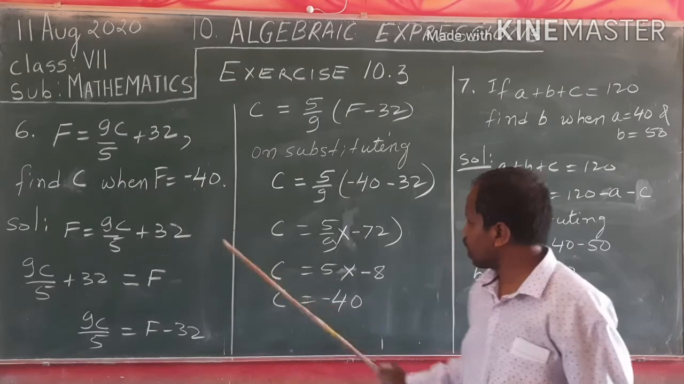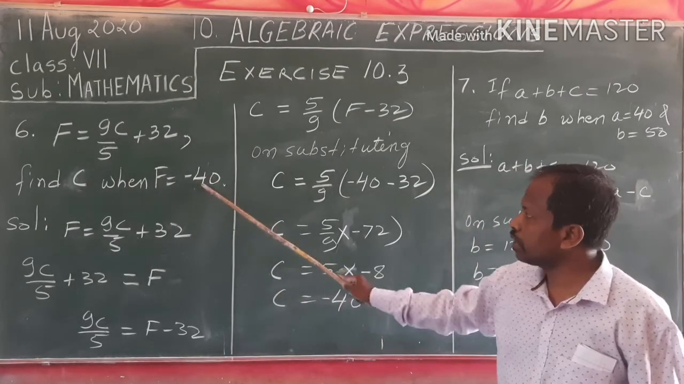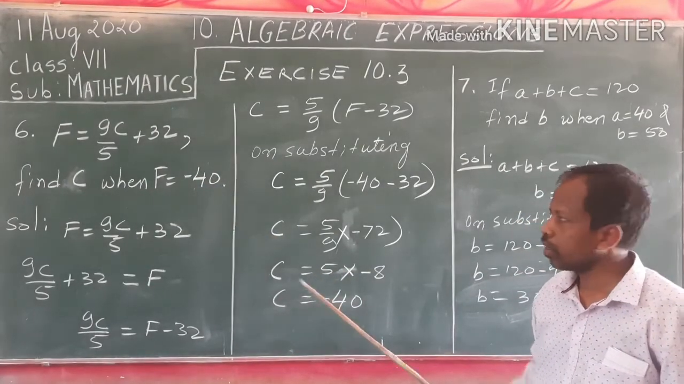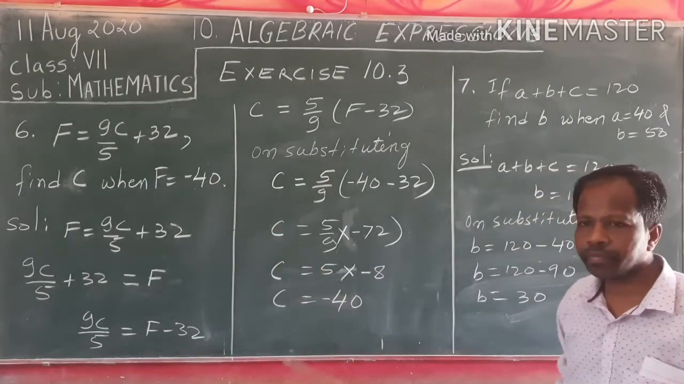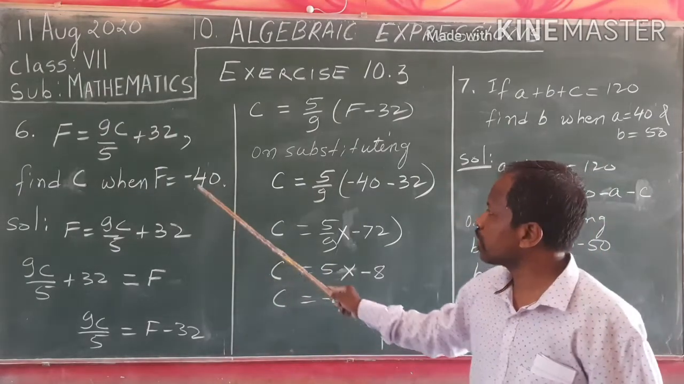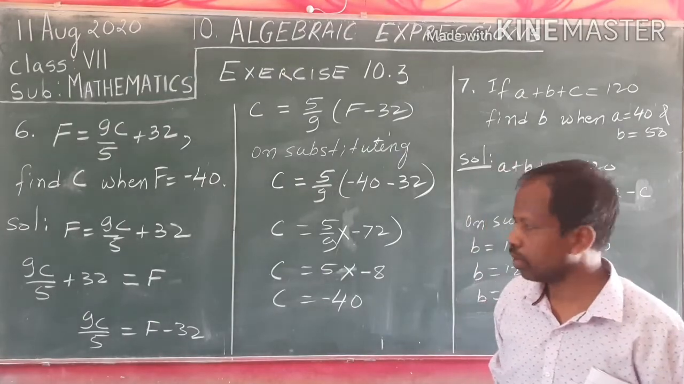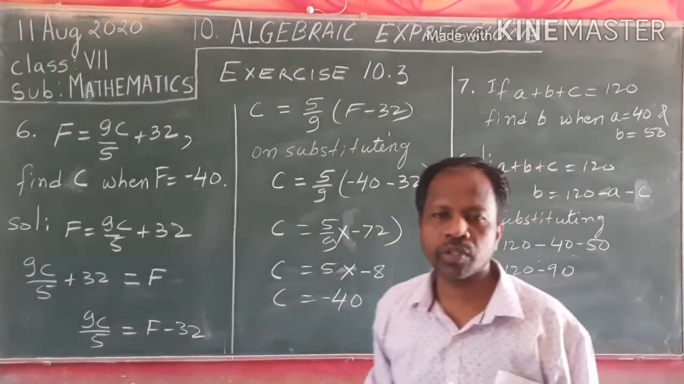In Celsius as well as in Fahrenheit, the temperatures are the same magnitude. Okay? So this is one of the exceptions where in Celsius and Fahrenheit, the degrees, the magnitude is the same. Right? Now coming to the seventh question.